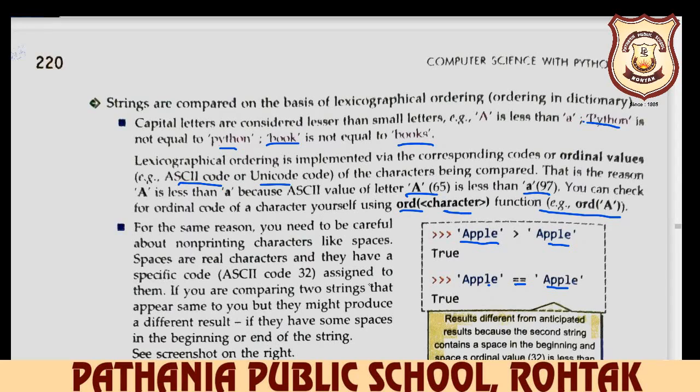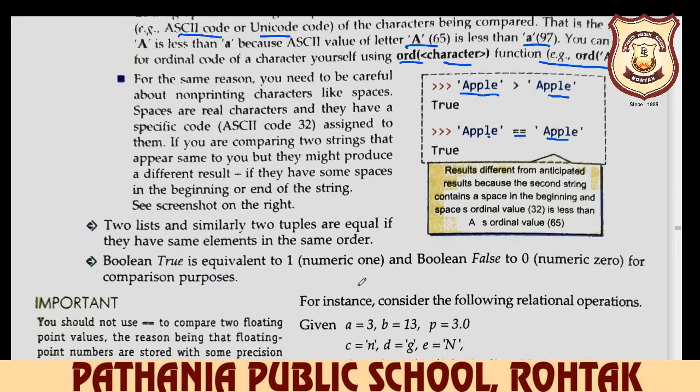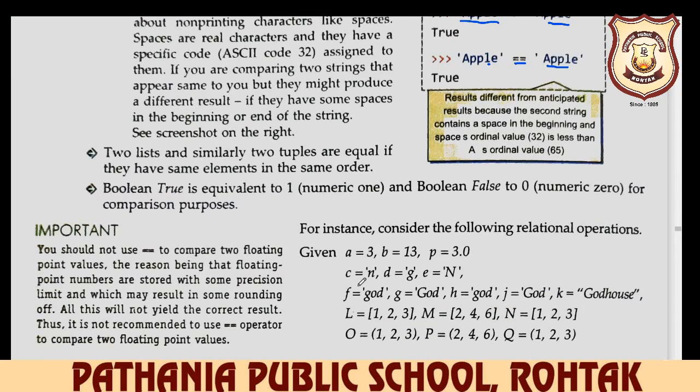For the same reason, you need to be careful about non-printing characters. Spaces are real characters, and they have a special code, ASCII code 32, assigned to them. If you are comparing two strings that appear the same to you, they might produce a different result if they have some space at the beginning or end of the string. After that, list and tuple. We have already discussed what a list is and what a tuple is. Two lists, and similarly two tuples, are equal if they have the same elements in the same order.